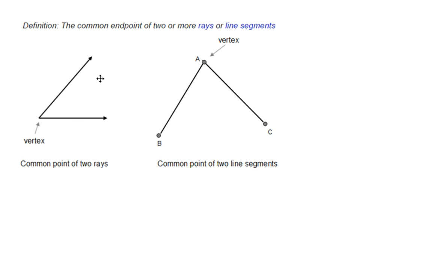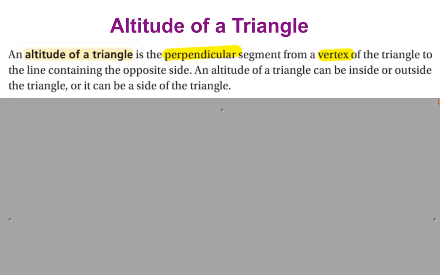So this is a vertex right here. This is a vertex. So a vertex is the common point of two rays. Here's one ray, here's the other ray. So this is a vertex. A vertex is also the common point of two line segments. And very often the line segments we're talking about are the line segments that make up a triangle. So here is a vertex. Here is a vertex.